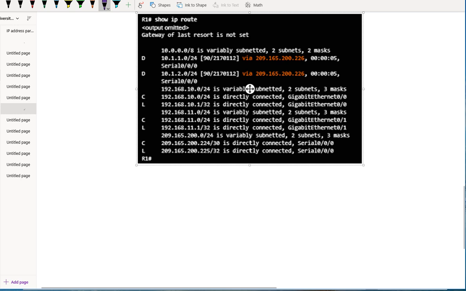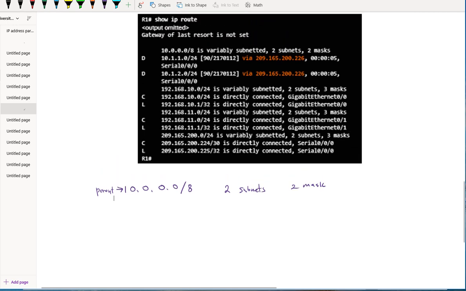I mean, the precise name for the first entry is level 1 parent entry, but you don't have to really know the specific name. You can think of it as basically the parent entry, the parent IP route. So for example, 10.0.0.0/8 is variably subnetted, and it has 2 subnets. That's important, 2 subnets and 2 masks. And since you have a parent, then you must have a child. In this case, there are 2 children.